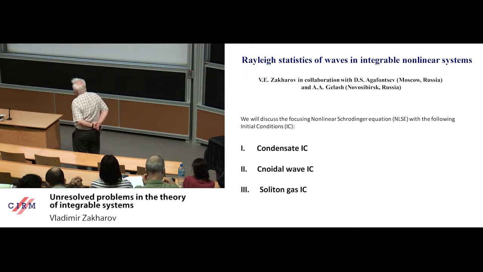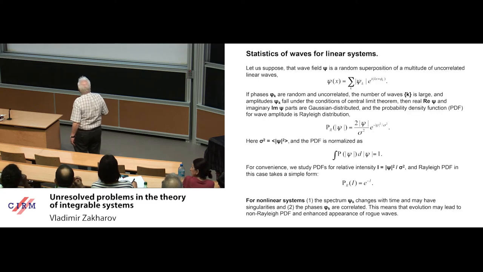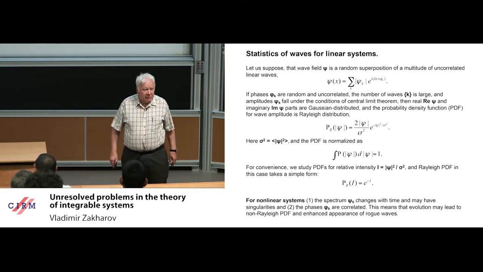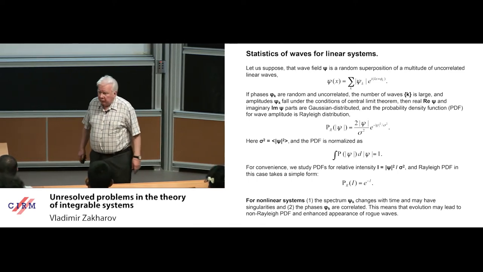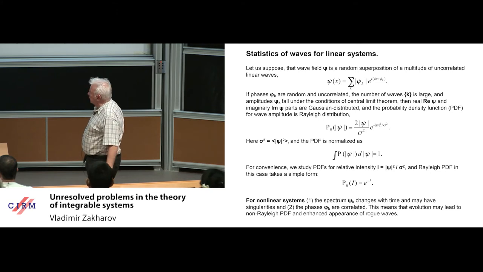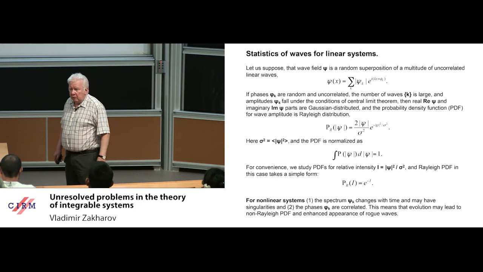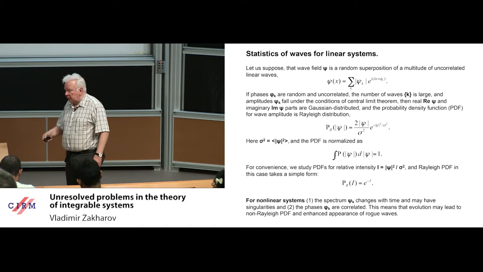This part is done in collaboration with Andrei Gelash and Dmitry Agafontsev. Mostly, this is a numerical solution of the nonlinear Schrödinger equation with periodic boundary conditions and different choices of initial data. It's the focusing equation. First is a condensate, which is of course an unstable condensate, with small initial noise. Second is a cnoidal wave with initial noise. And third was a soliton gas, a combination of more than 100 solitons with equal amplitudes and different velocities.